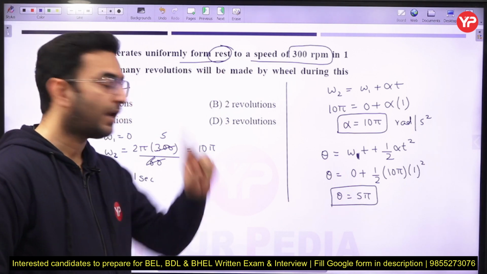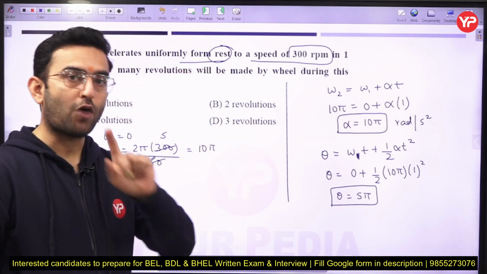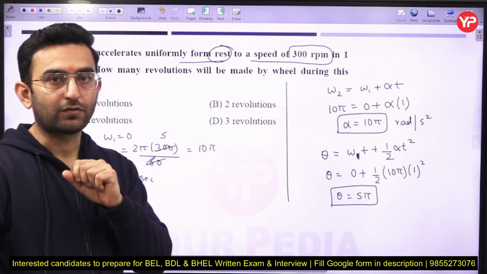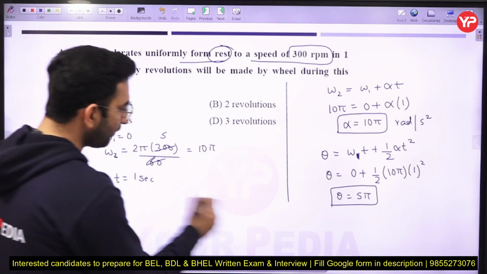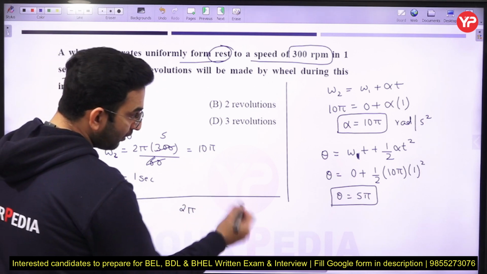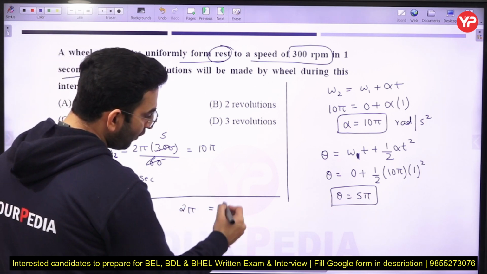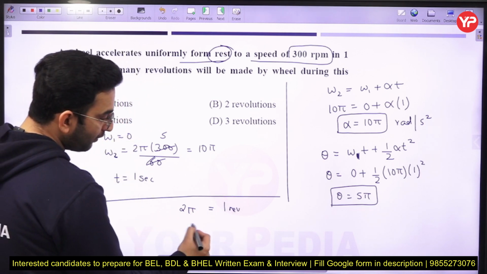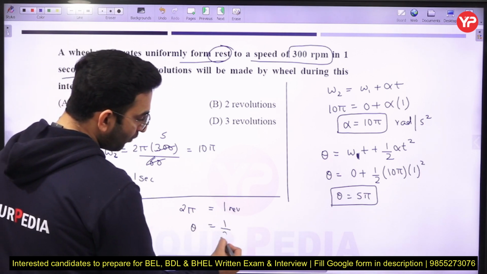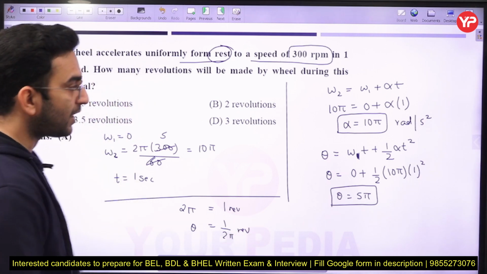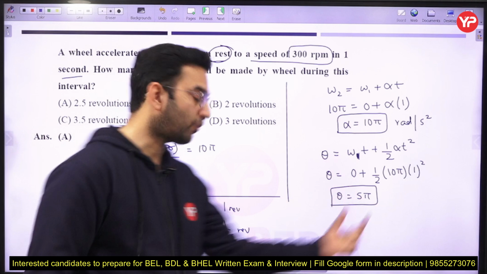So you can see during one revolution of the crank, how much angular displacement will be covered? 2 pi will be covered here. So 2 pi theta is going to be covered in one revolution here. So theta is going to be equal to 1 by 2 pi revolution here. So how much is theta covering? The theta is covering around 5 pi here.